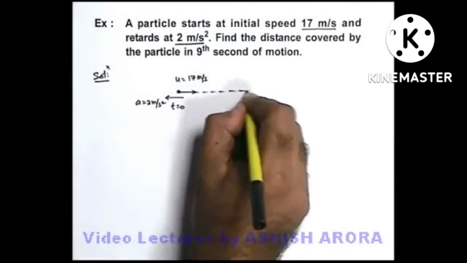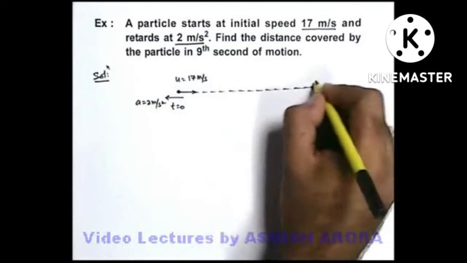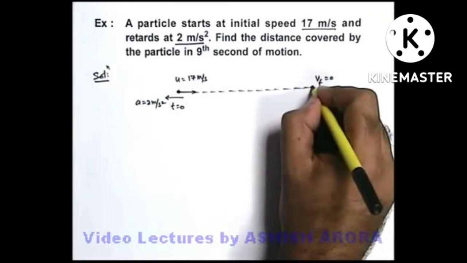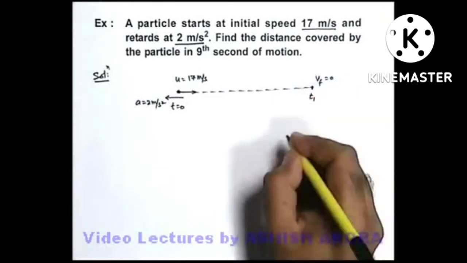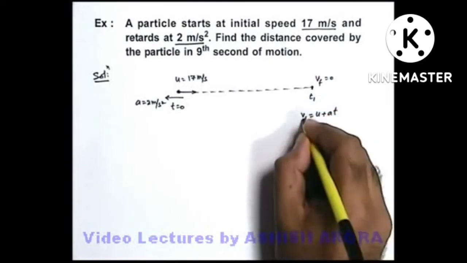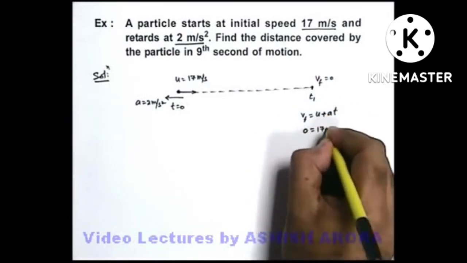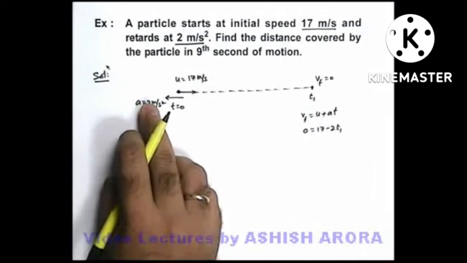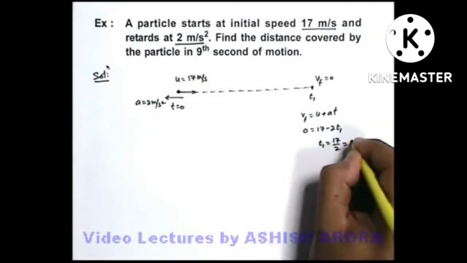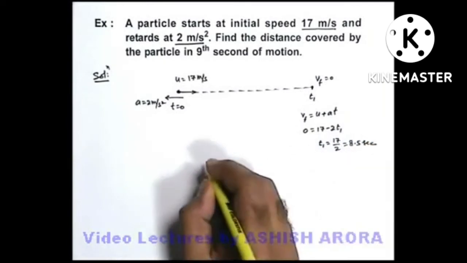So gradually its speed will decrease, and after some time its final velocity becomes 0. We can easily calculate the time at which its final velocity becomes 0. Say this time is t1. We can simply write the equation v final equals u plus at. So here 0 equals 17 minus 2 t1, because acceleration will be minus 2 in this case. So the time t1 we get is 17 by 2, that is 8.5 second.